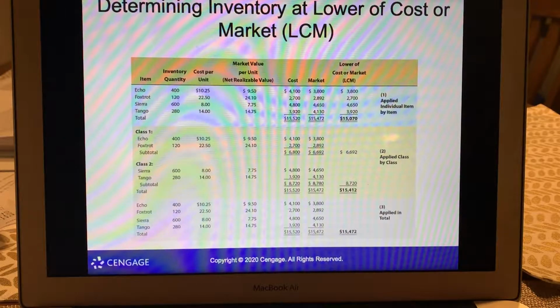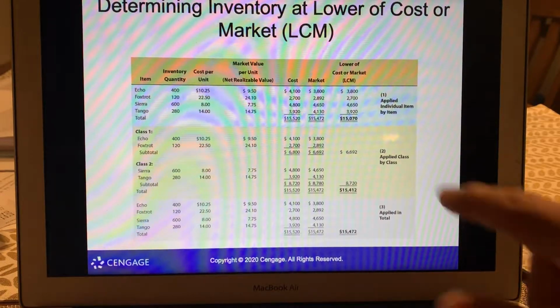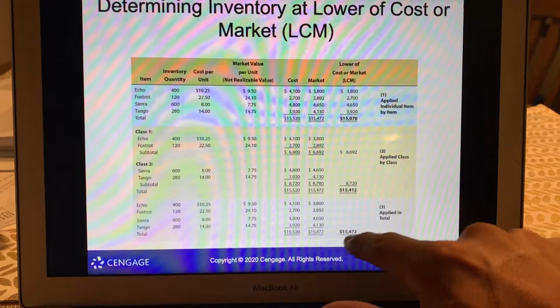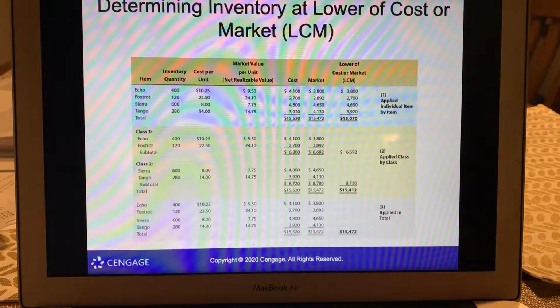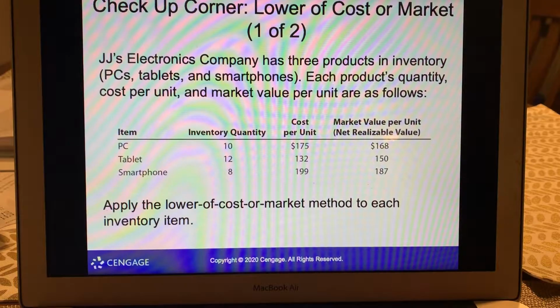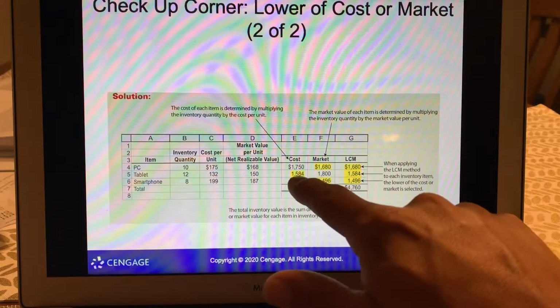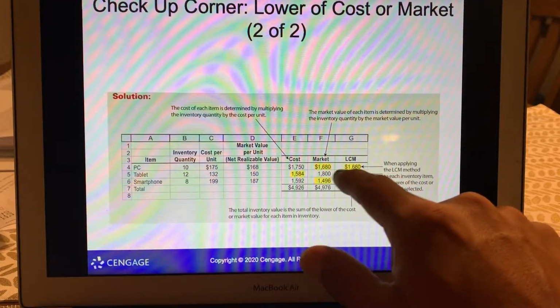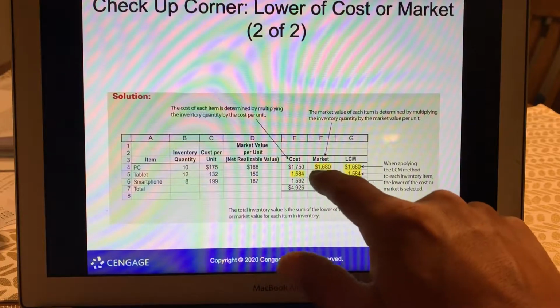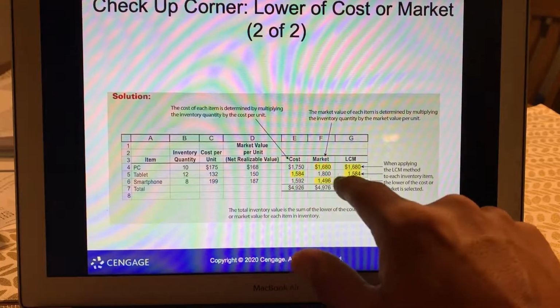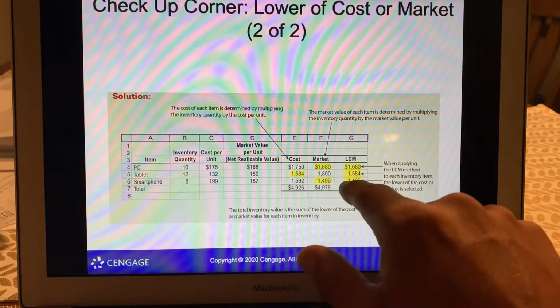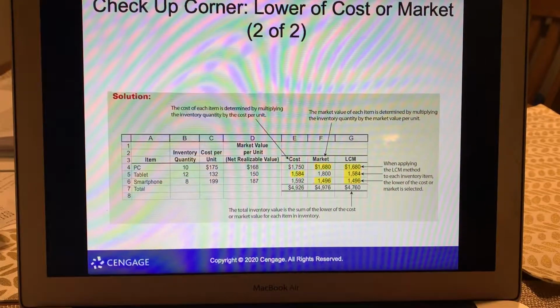So this is taking a look at class 1, class 2, and just breaking that down. Go ahead and take a look at that in your textbook and compare them. 1570, 15412, 15472. Okay, so keep that in mind. This is going through and looking at it in more detail. LCM is 1680, because notice that when you compare them, if your cost is lower, you're going with the cost. If your market is lower, you're going to go with the market. Okay, so lower of cost or market.